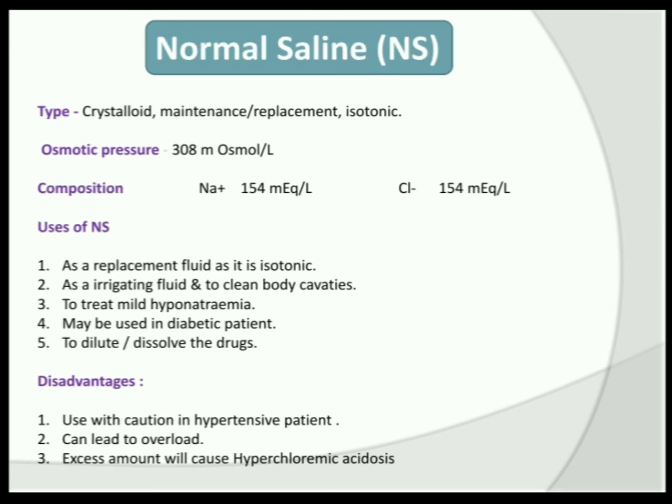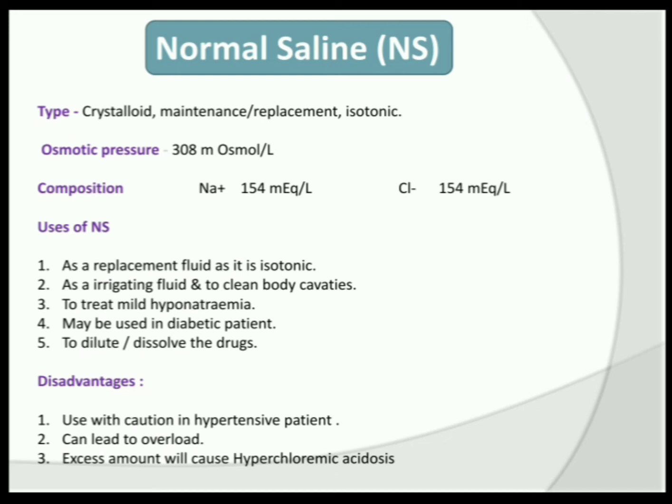Our second crystalloid is normal saline. We are also using it in our day-to-day practice. It is a crystalloid. It is a maintenance replacement type of isotonic solution. Its osmotic pressure is 308 milliosmol per liter. Normal saline contains two things, sodium and chloride. Sodium is in a concentration of 154 milliequivalent per liter and the same for chloride.